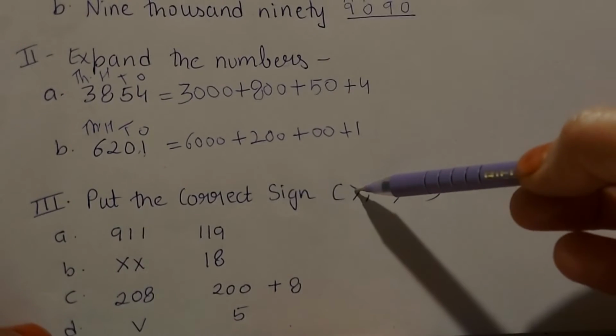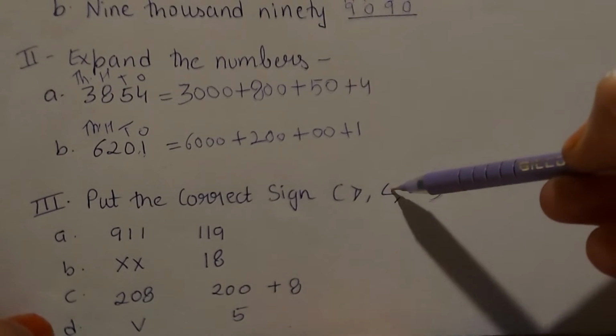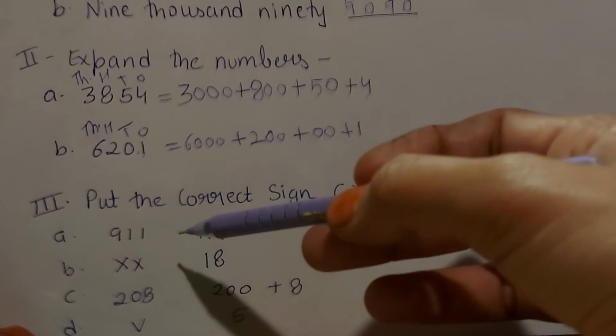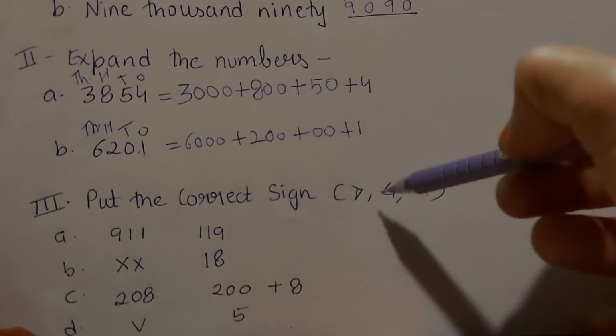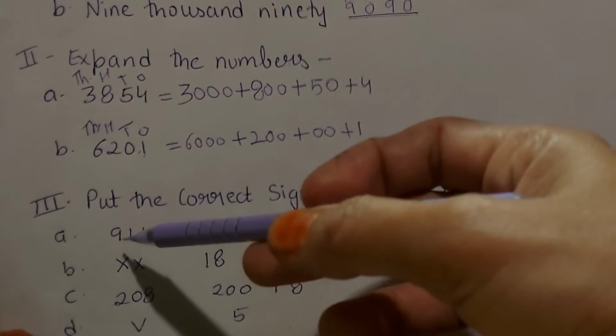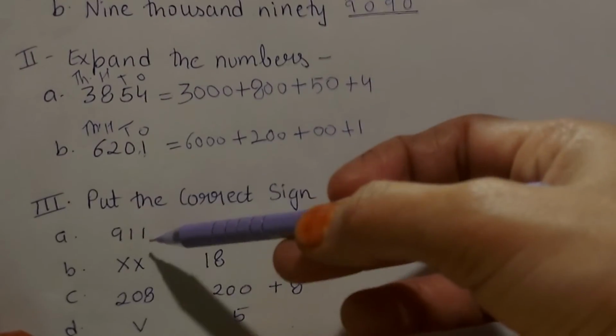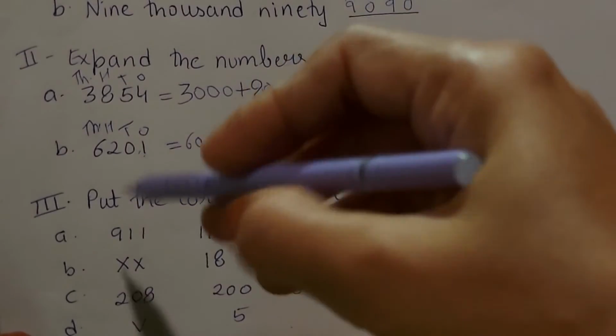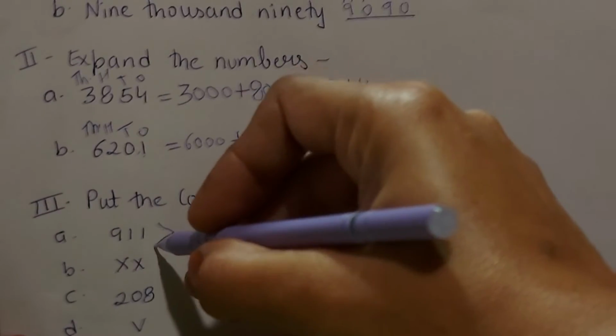Now next question is, put the correct sign. So this sign symbolizes greater than, and this is less than, and this is equal to. So two numbers are given here, and we have to compare them, and accordingly we'll put the symbol here. Okay, so this is 911, and this is 111. So which number is bigger? This number is bigger, so we will put this arrow sign here.